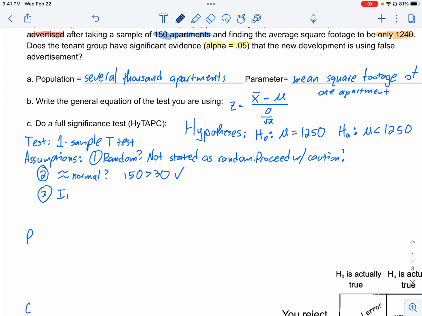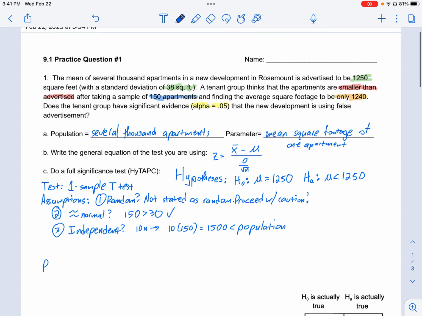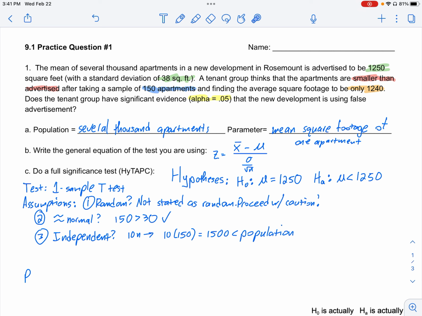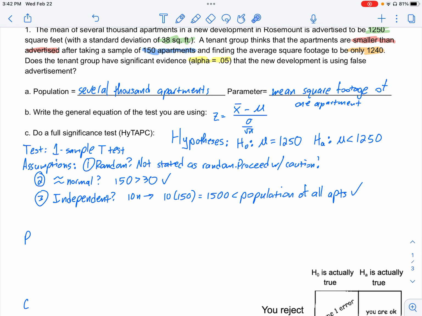Number three, is independence satisfied? We could do the 10n rule. 10n would be 10 times 150, which equals 1,500. Is that less than the population of all the apartments being created? It is, because it says up here that it was several thousand apartments. So check, it's less than the population of all apartments. Check.